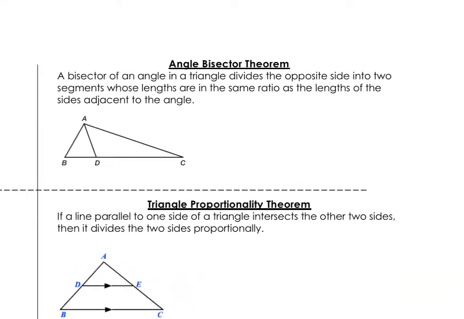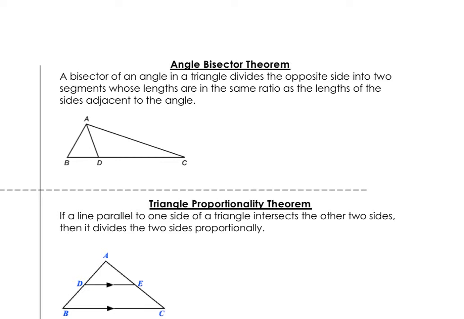Alright, so let's first look at angle bisector theorem. So I'm going to go over the theorem first and what it says, and then we'll do an example problem. So angle bisector theorem states that a bisector of an angle in a triangle divides the opposite side into 2 segments whose lengths are in the same ratio as the lengths of the sides adjacent to the angle. So in the picture, this is what it looks like.